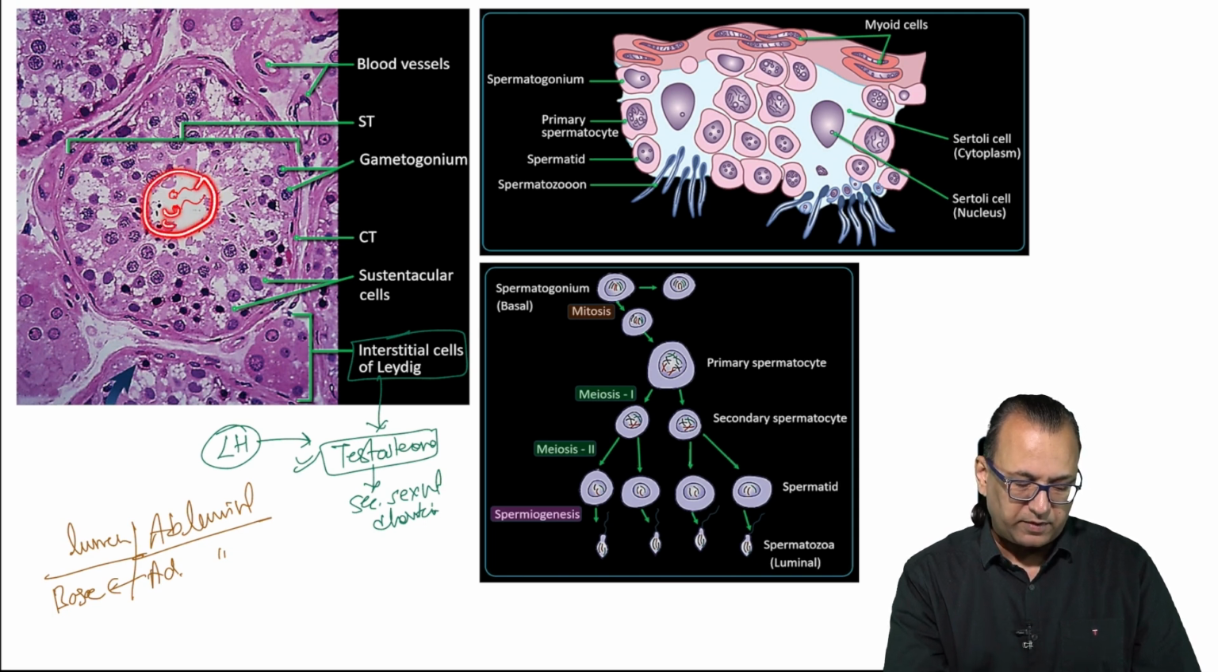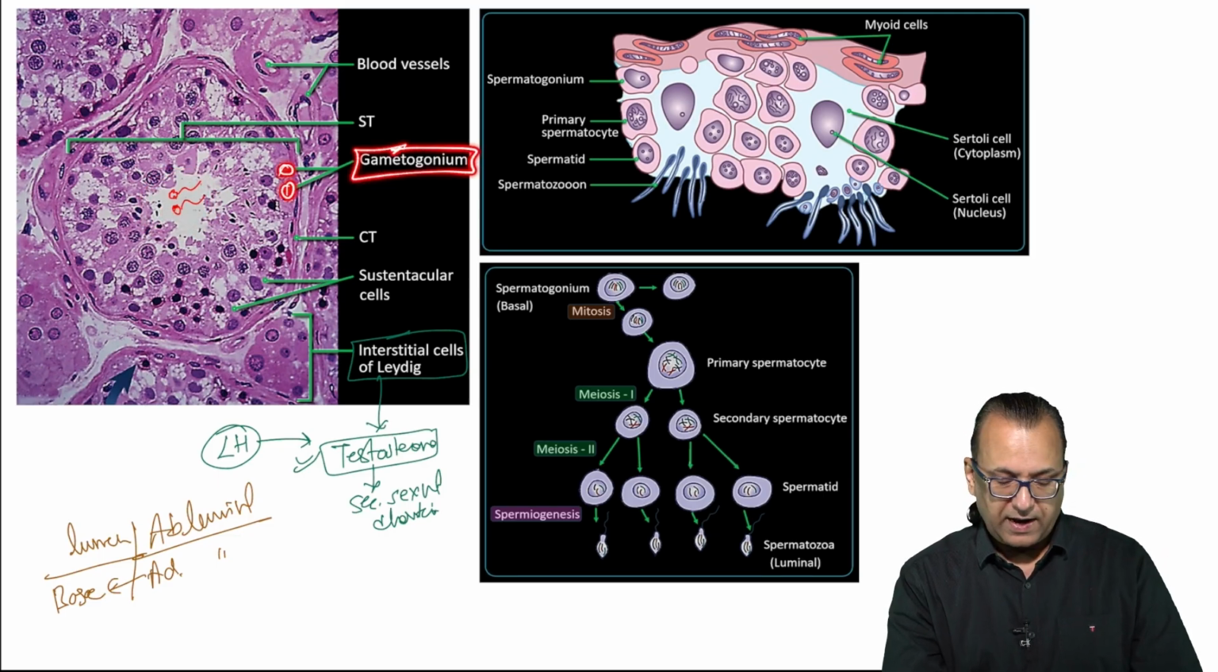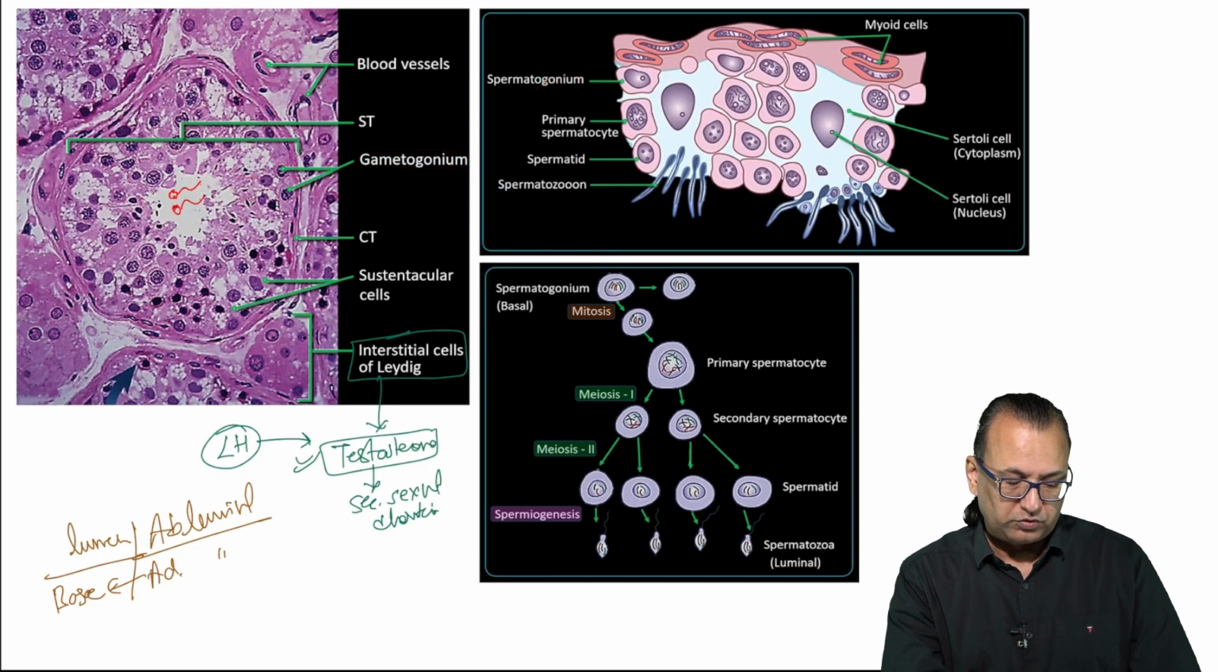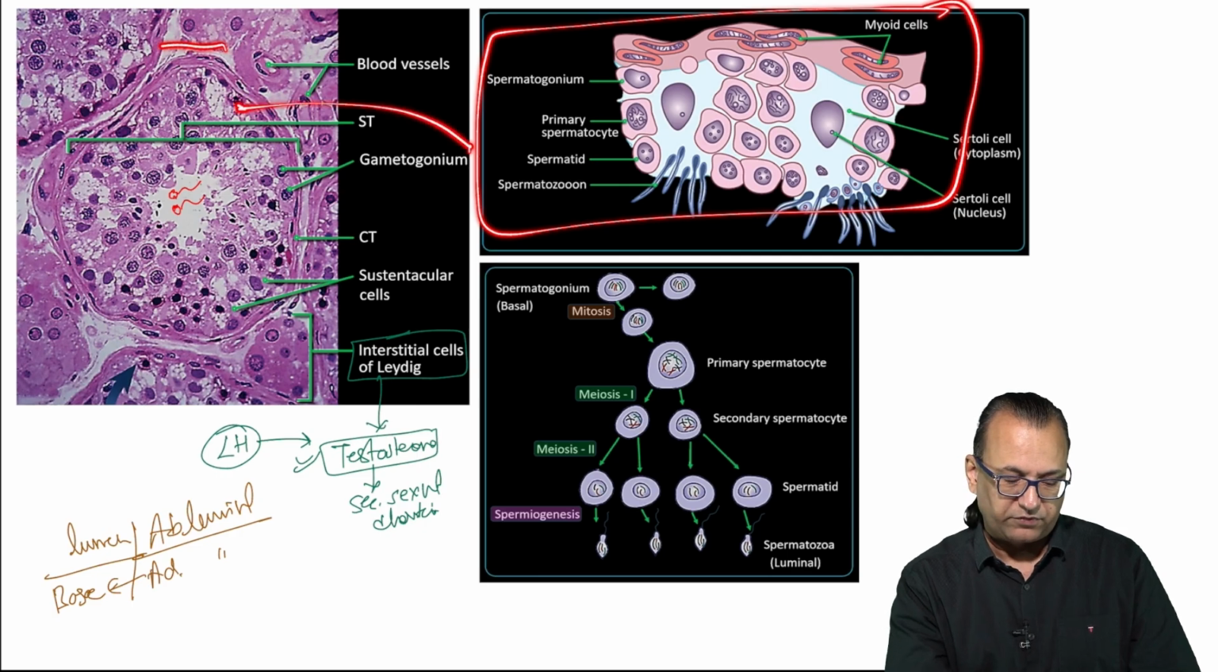Towards the lumen, you will have sperms. Then which cell is towards the base? Actually, it will be the gametogonium, which is spermatogonium. And after that, you will have the primary spermatocyte, secondary spermatocyte, and spermatid, which can be seen here. So which is the first cell? Say if they have taken a section like this, they have taken a section from here. So which cell will be towards the base?